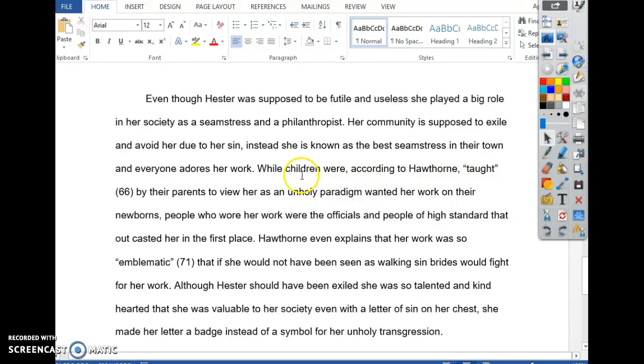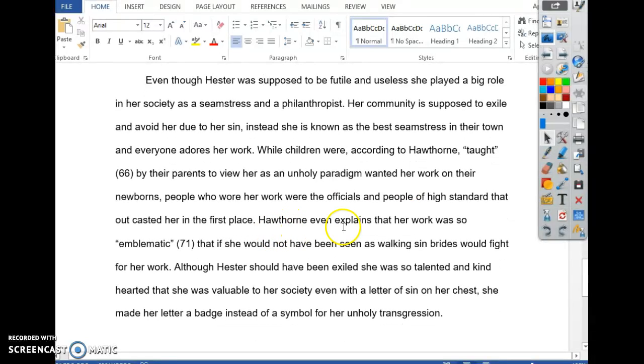Also notice here stylistically, instead of starting the sentence with "according to Hawthorne," they've mixed it up a little bit: "While the children were, according to Hawthorne." So this shows an elevated style, and readers are going to be impressed by mixing up how you start your sentences. And again, you don't want to do that on every sentence, but having that mixed in there definitely shows some impressive style. Again, this author does it again: "Hawthorne even explains that her work was so emblematic." That's the most important word there. She didn't need the rest of it. And then continues on, giving context to that word, emblematic.